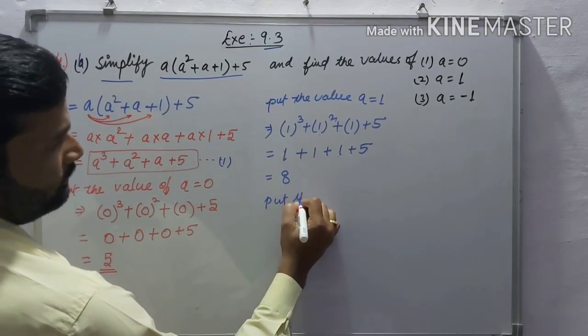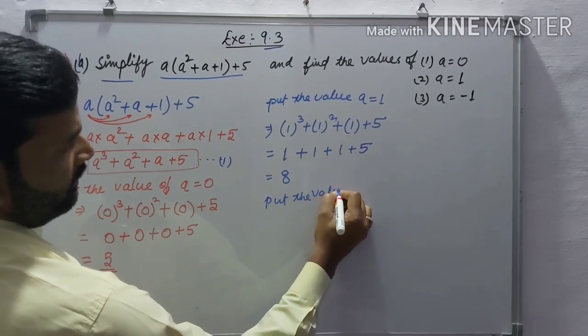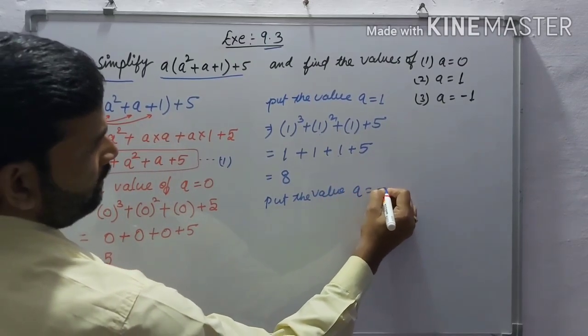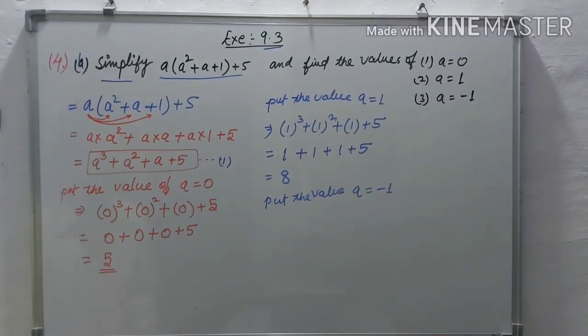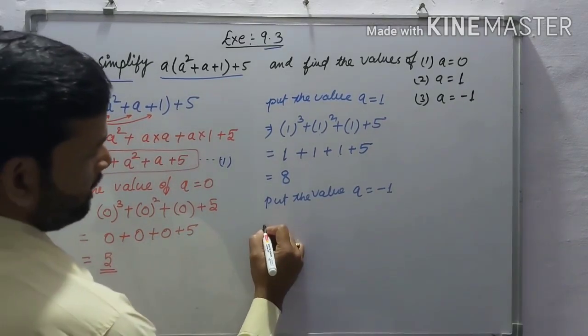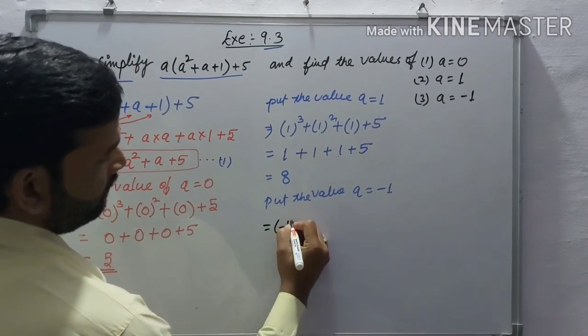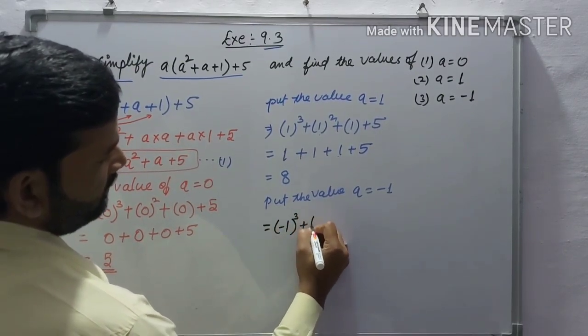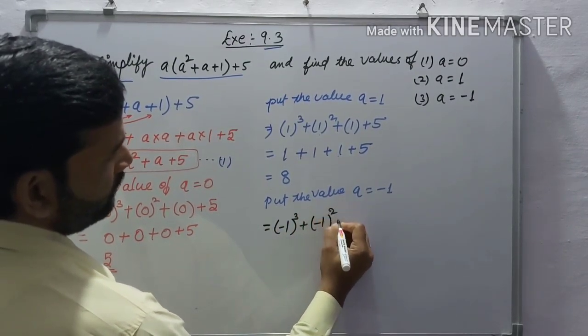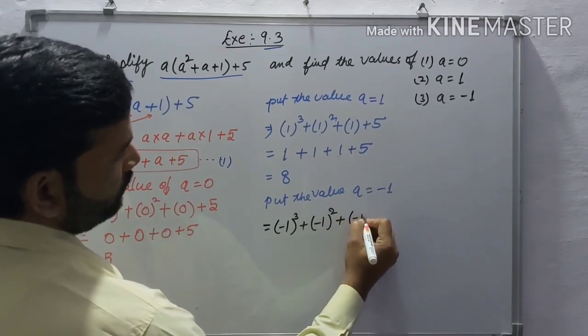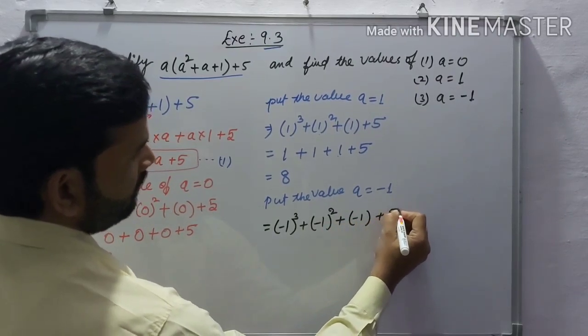Again put the value, which value is a is equal to minus 1. A is equal to minus 1 is the solution: minus 1 power of 3 plus minus 1 is power of 2 plus minus 1 and plus 5.